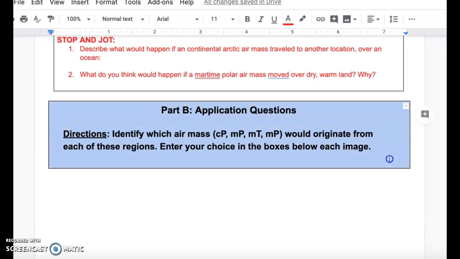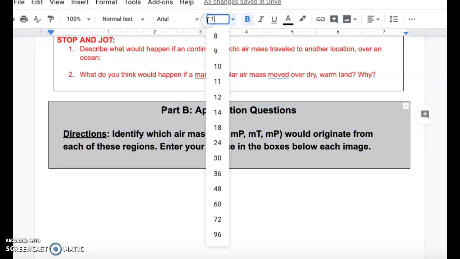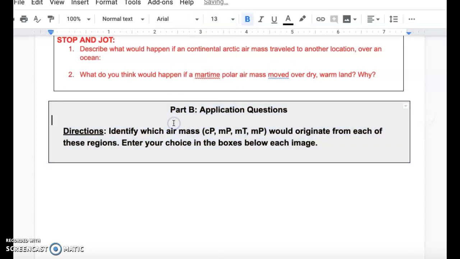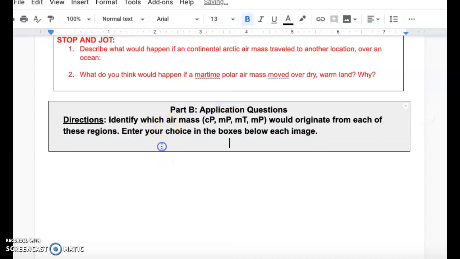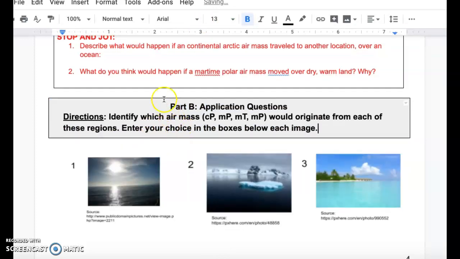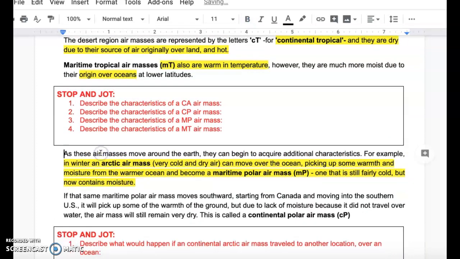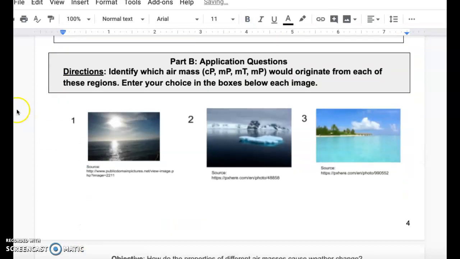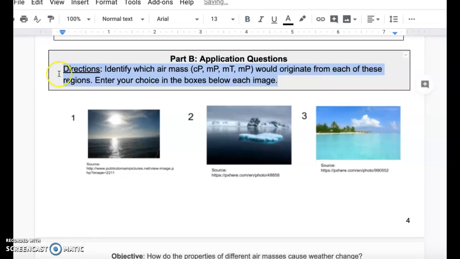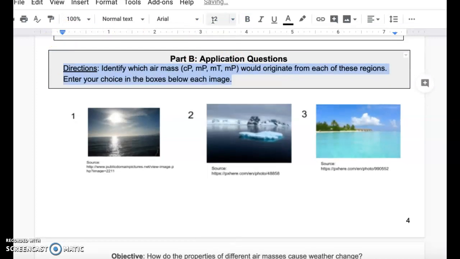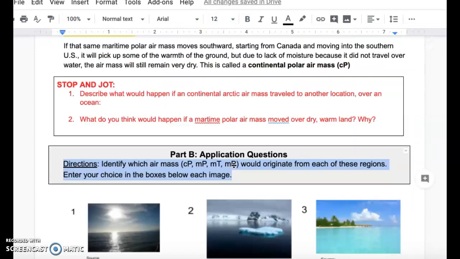All right, so for part B, what you're going to do is identify which air mass, CP, MP, MT, or CT, would originate from each of these regions in the pictures. And you're going to give the labels underneath each picture.